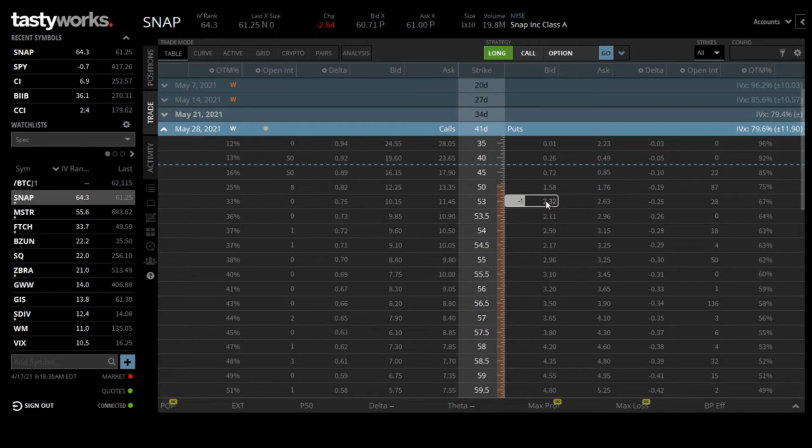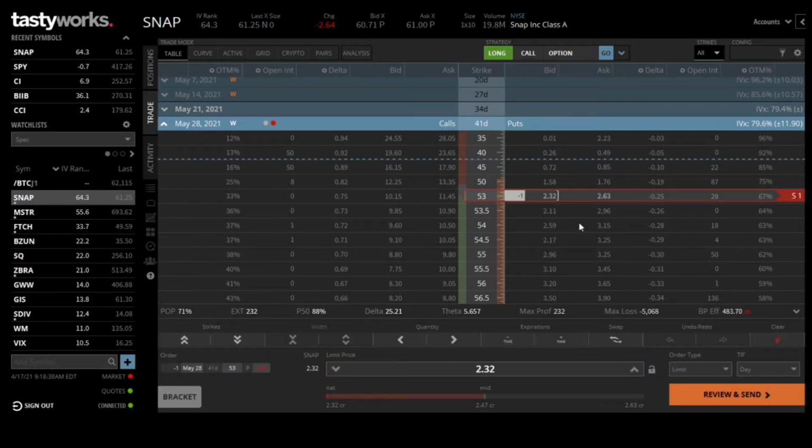So I want to show you what it looks like. For example, if you also wanted to sell the 53 puts, if you look down near the bottom over here, you could potentially collect around $247. And then if you look over here where it says BP effect, that's the buying power effect.